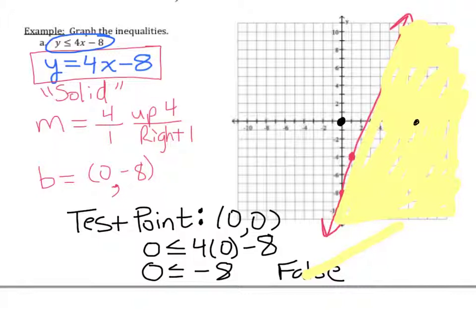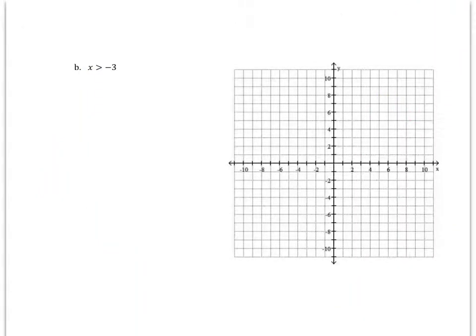Let's look at one more example. In this example, we have x is greater than negative 3. All right, again, one of the first things I always remind myself of is whether I'm going to have a solid or a dashed line. Since I don't see an equal sign under that inequality, I'm going to use a dashed line, and I'm going to remind myself, dashed.